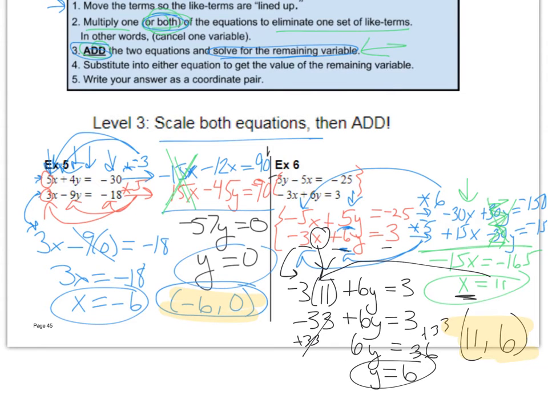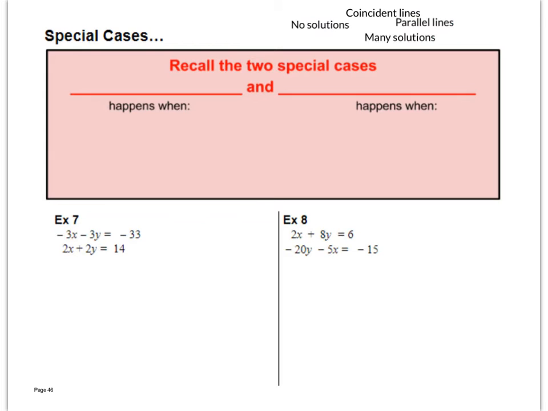So there you have it. You have 1 point where these cross. X is 11 and y is 6. You should check them in both equations, which I quickly did. So I think we are good to go with this. All right, just like when you solve by graphs or by substitution, you can get weird answers.